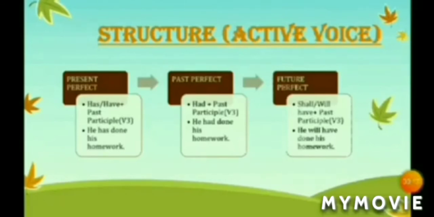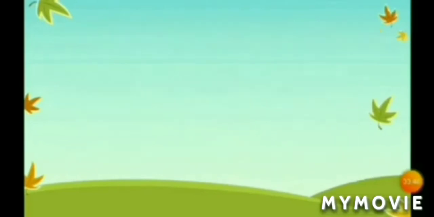In present perfect, has or have plus past participle, that is the third form of the verb, is used. For example, he has done his homework. In past perfect, we use the third form of the verb with had. Example, he had done his homework. In future perfect, we use shall have and will have with the past participle, the third form of the verb. For example, he will have done his homework.